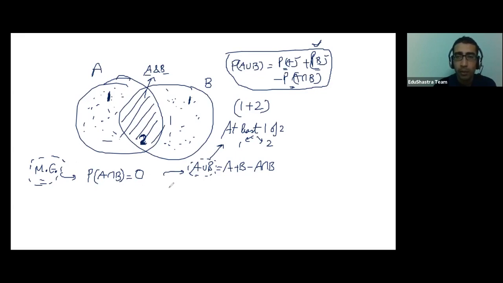In mutually exclusive events, your probability of A intersection B vanishes. It's 0. Since the two events can't happen together at all, their combined probability has to be 0. The probability that both are happening has to be 0, and thus P(A union B) is P(A) plus P(B). Very simply an addition. So what would be a good example?